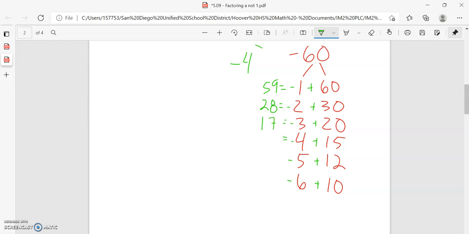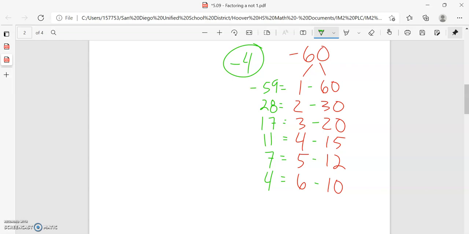Then we get 28, 17. Still looking for negative 4. We get 11. Then we get 7. And finally, we get 4. Well, none of them is negative 4. So now, let's flip our signs. So the first number is positive, and these are negative. What ends up happening is all these numbers just turn negative.